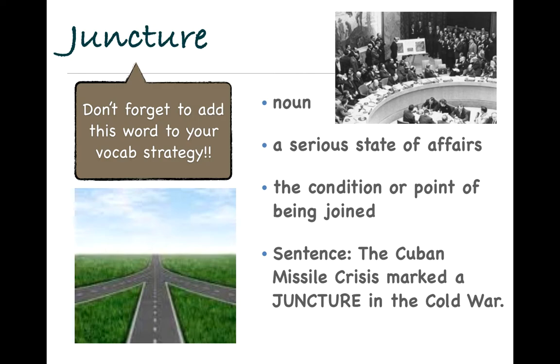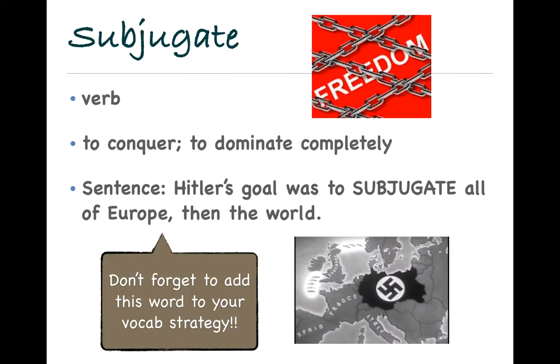The final word that uses jungo as a root is subjugate. Subjugate is a verb, and it means to conquer or to dominate completely. So Hitler's goal was to subjugate all of Europe, then the world. Soon after the German army subjugated Poland in 1939, Britain declared war. So there's another example. And again, this is a verb.